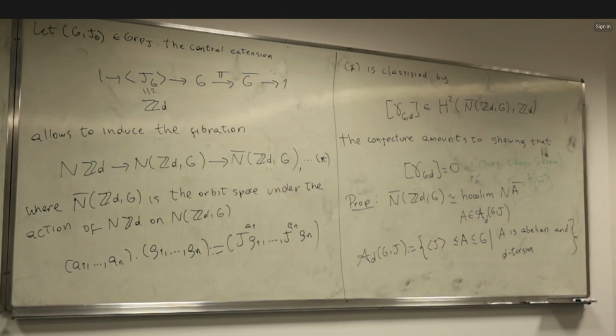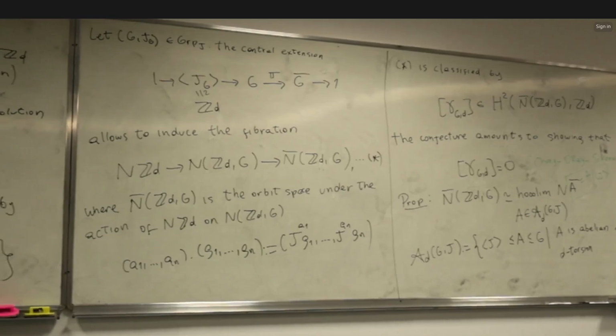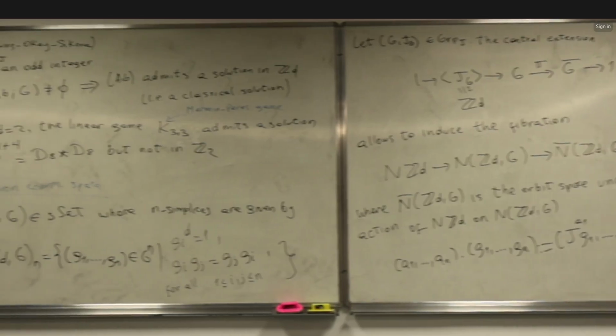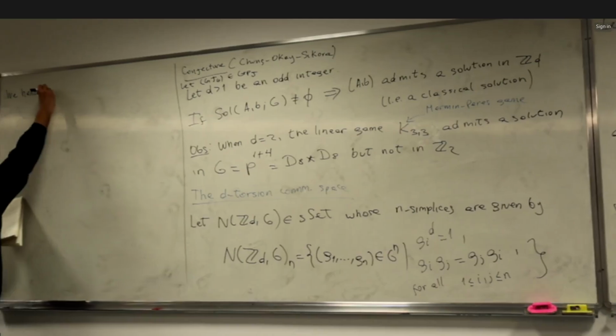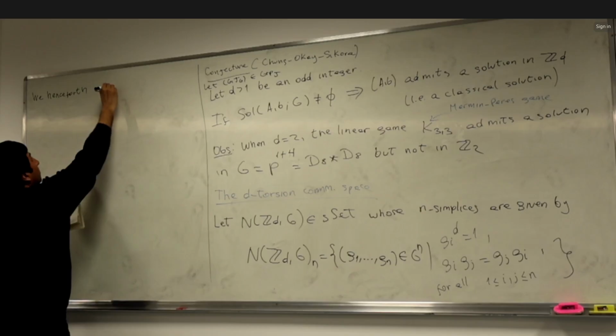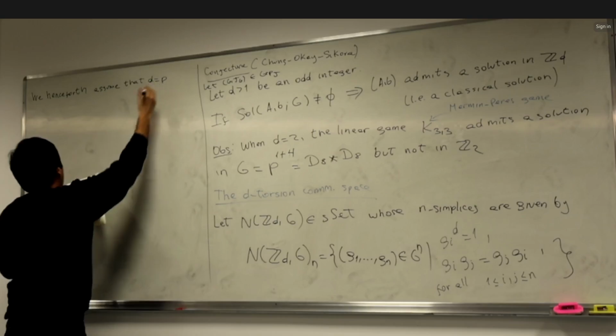Okay, the general conjecture is hard so far. So we might restrict to the case d equals a prime. We henceforth assume that d equals p, a prime.